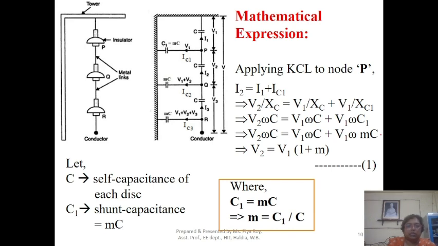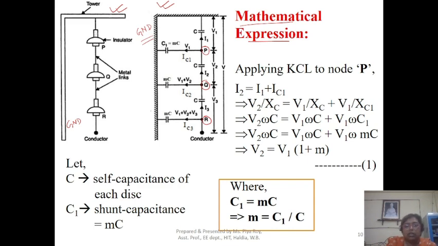So for the mathematical expression, this is the physical system, and the second diagram is the equivalent system. Again the tower is at ground potential. We always have to remember that, otherwise some confusion may arise. So the mathematical expression for this system: first of all we have three points P, Q and R, and remember these are the metallic parts of the insulators.